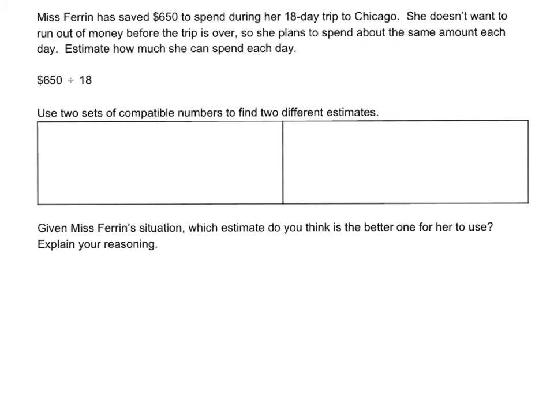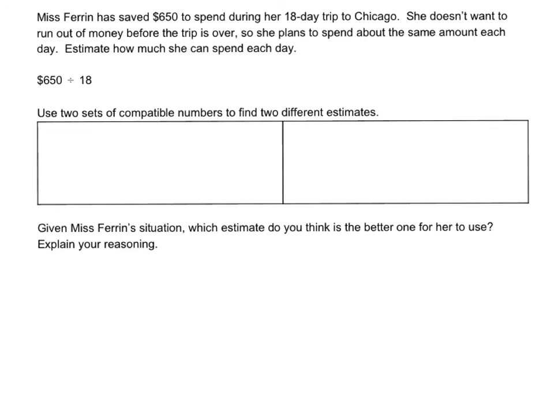Now, unfortunately, one of my friends just moved to Chicago, but fortunately, I can go visit her. So I am working on saving money, and I've saved $650 so far to spend during my 18-day trip to Chicago next summer. I don't want to run out of money before the trip's over, so I'm planning to spend about the same amount each day. So I need to estimate how much that is actually going to be.